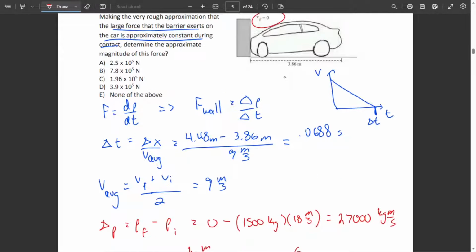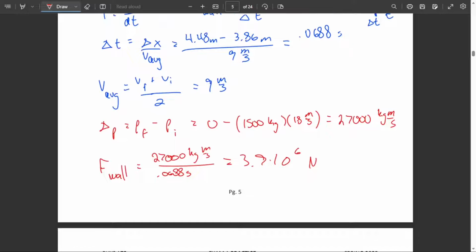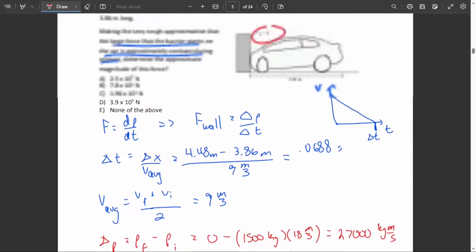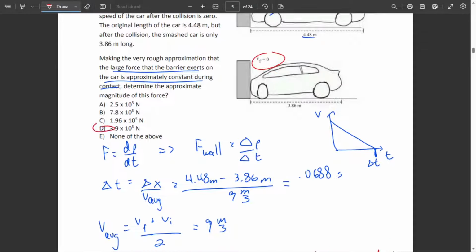Or 10 to the 5th. Am I reading this wrong? Oh, you know, I definitely just read it wrong. Sorry, that's 3.9 times 10 to the 5th newtons. So our answer is D.